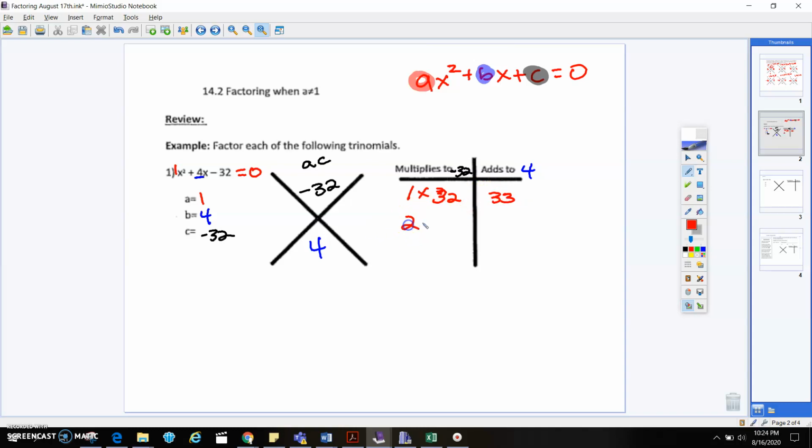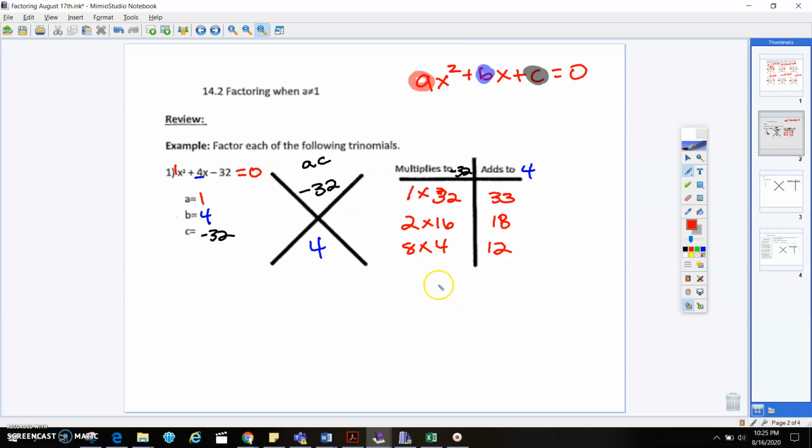Okay, what about 2 times 16? If I add them together, I'm going to get 18. That doesn't really work. What about 8 times 4? If I add it together, that's going to give me 12. Okay. But remember how it's negative up here?